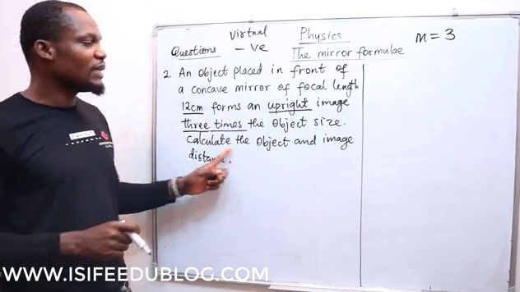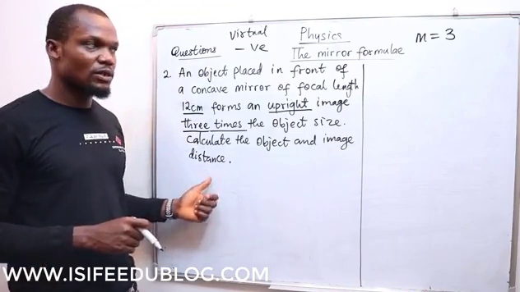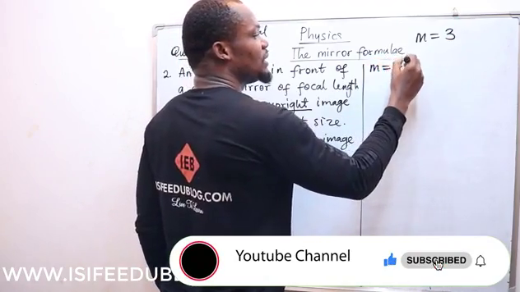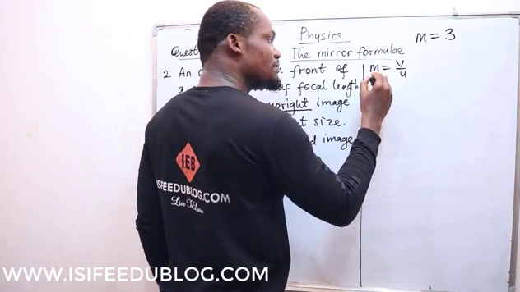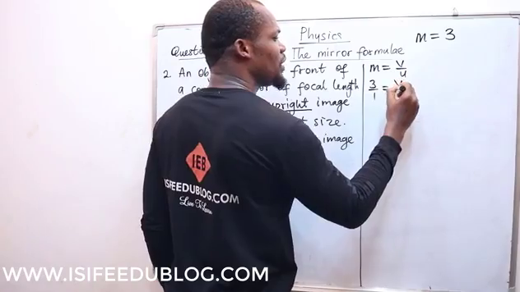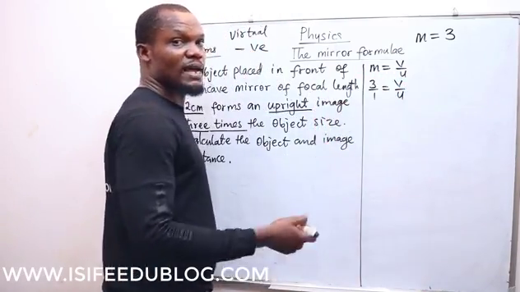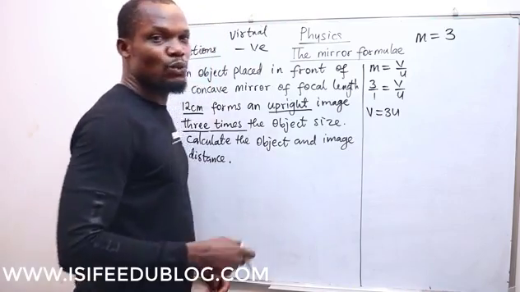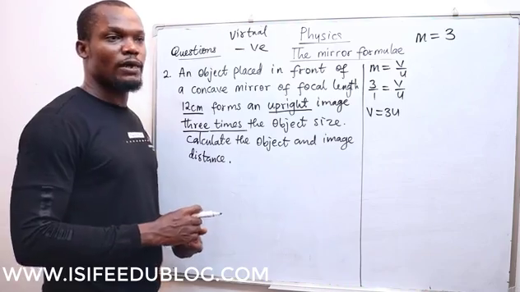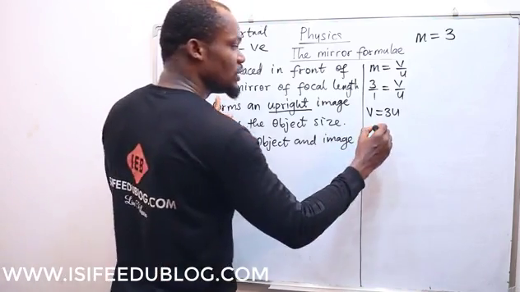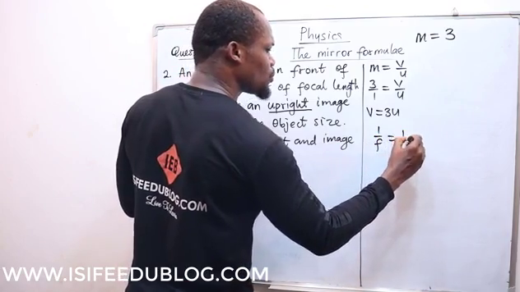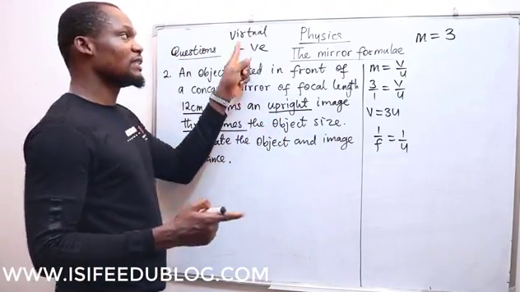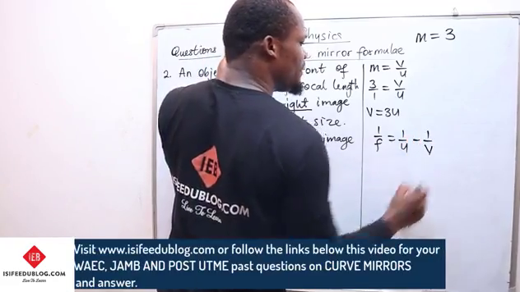They said calculate the object and image distance. So what do we do? If m is equal to 3, remember that magnification is v over u. That means that 3 over 1 equals v over u. We cross multiply. V times 1 gives us v equals 3u. And then we go back to our mirror formula. But remember, this is a concave mirror. It is going to give me plus 1 over f equals plus 1 over u. Then, because this is an upright image, and whenever an image is upright, it is virtual, it has to be minus 1 over v.